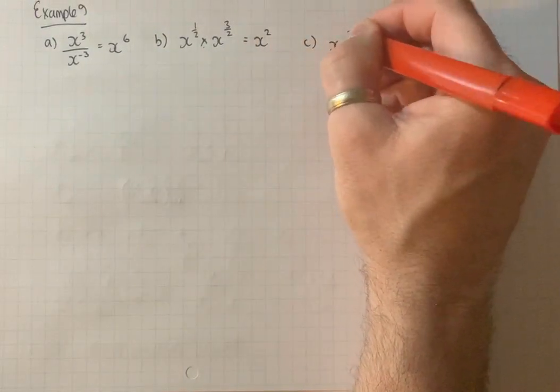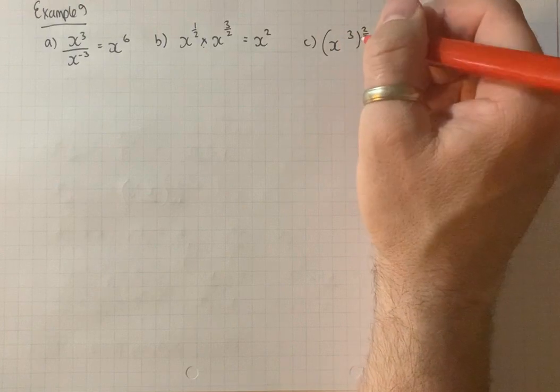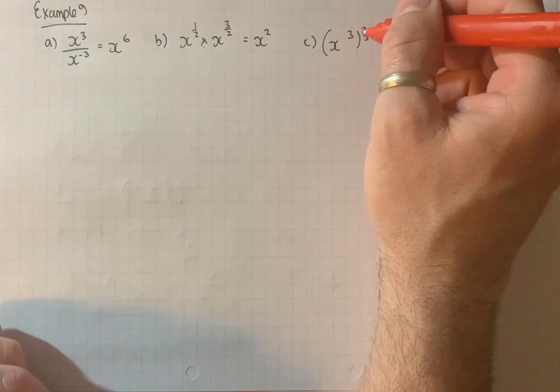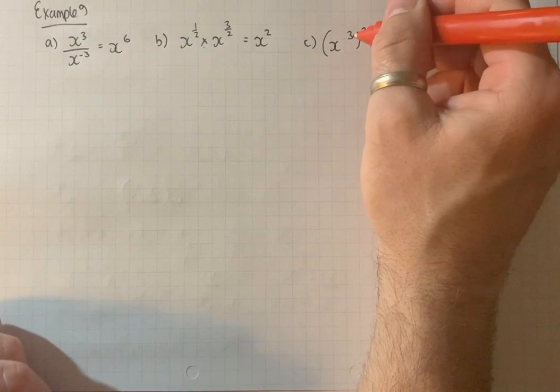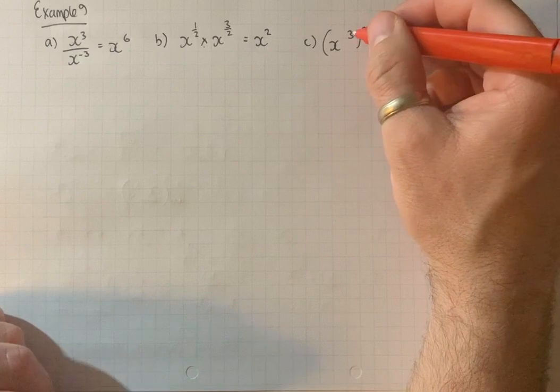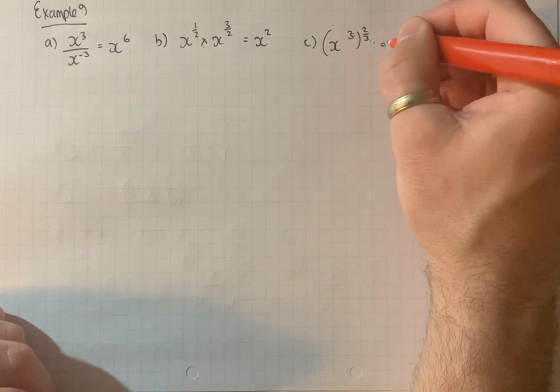c, x cubed to the power 2/3. Remember from the first rules we had, when you've got powers separated by brackets, just multiply them together. 3 lots of 2/3 is 6/3, which again is 2, or the 3 and 3 just cancel. It's x squared again.